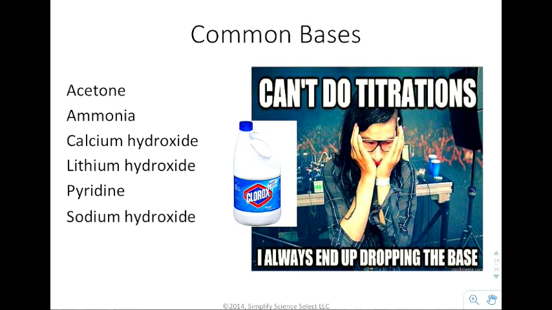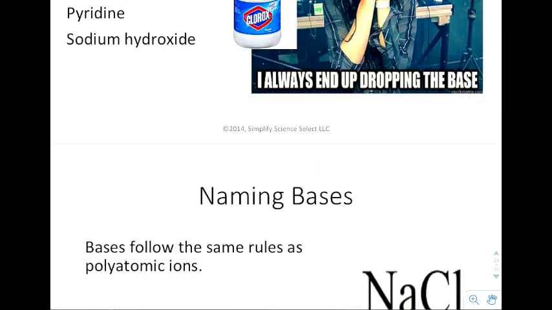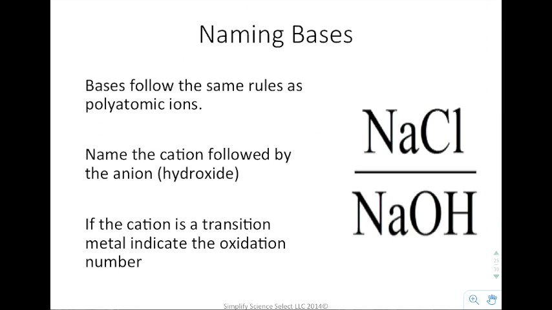Now here are some common bases that you see every day. You have acetone, which is generally used as a whiteboard cleaner. You have ammonia, which is used in a lot of cleaning products. You have calcium hydroxide, which is seen in, I think, milk of magnesia. That might be magnesium hydroxide. Lithium hydroxide is a very, very strong base that you'll see, along with sodium hydroxide. Those tend to be seen in a chemical laboratory. And you have pyridine, which is a naturally occurring base that you see in the body. Whenever you name bases, it follows the same rules as polyatomic ions. So, you name the cation, then you name the anion, which is going to be hydroxide.